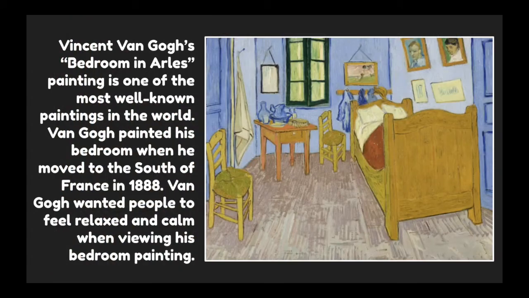Vincent van Gogh's Bedroom in Arles painting is one of the most well-known paintings in the world. Van Gogh painted his bedroom when he moved to the south of France in 1888. Van Gogh wanted people to feel relaxed and calm when viewing his bedroom painting.